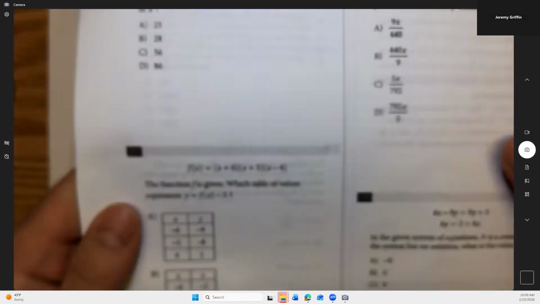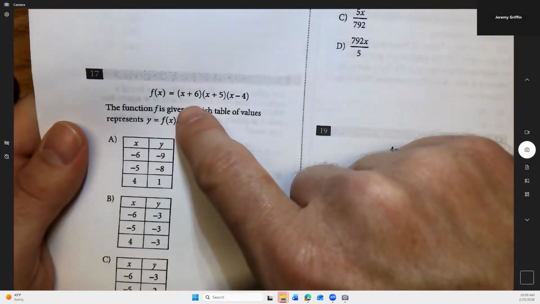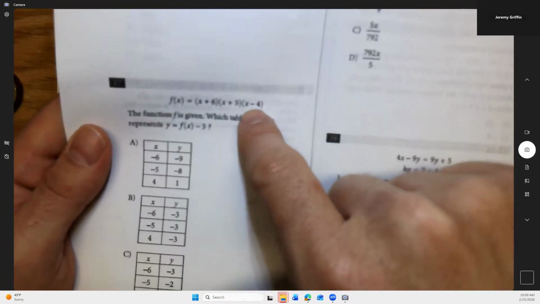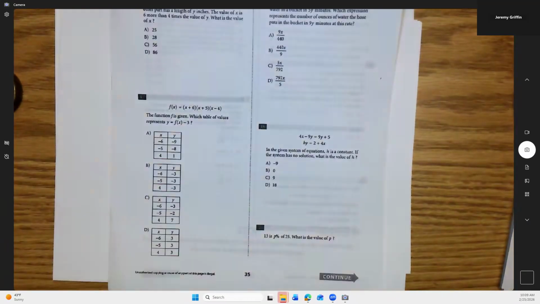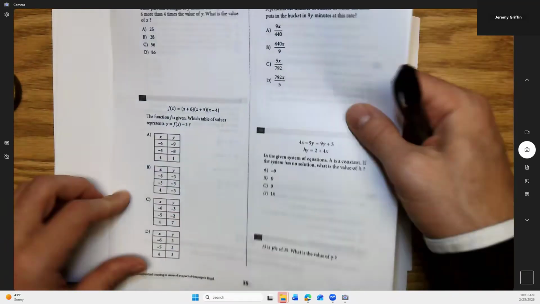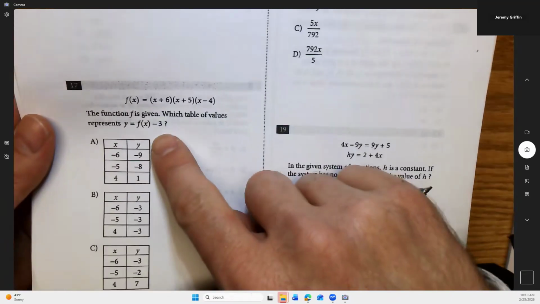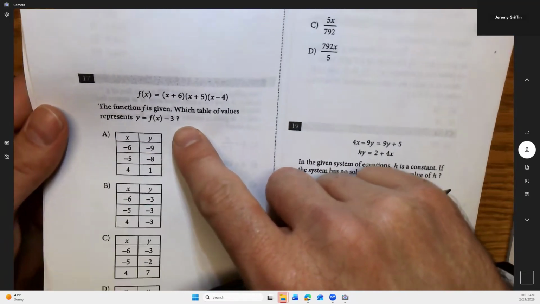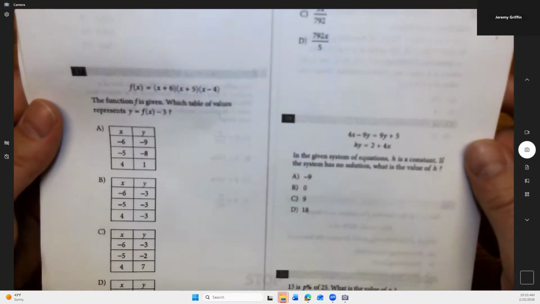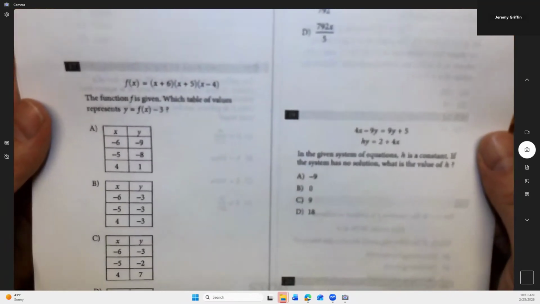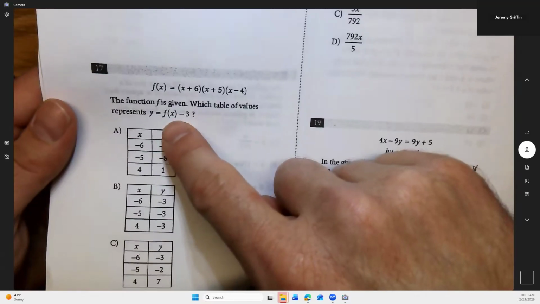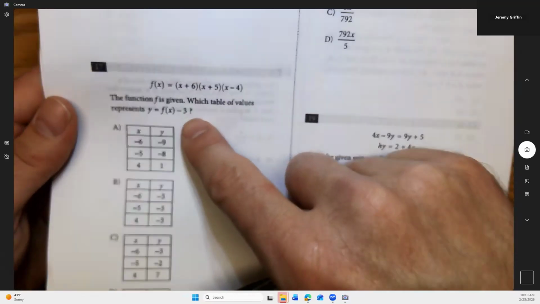That's 17. F of x is x plus 6, x plus 5, x minus 4. Which of the table values represents f? So y equals f of x minus 3. All right, so something like this. Minus 3. Well, guys, wouldn't this be like the original graph just shifted down 3? Wouldn't that be the case?